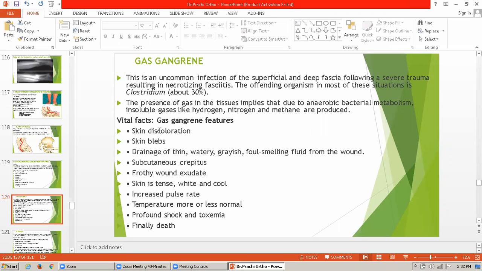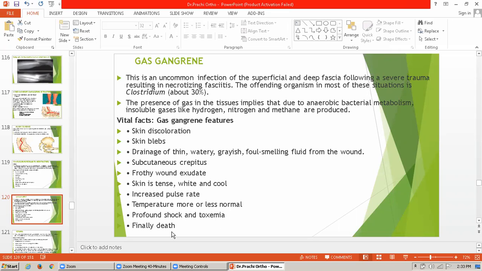And the vital facts are that gas gangrene shows skin discoloration, skin bullae, there is a drainage of thin, watery, grayish, foul-smelling fluid from the wound, subcutaneous crepitus. Then through the wound exudation, skin is tense, white and cool with increased pulse rate, temperature more or less normal. There is a profound shock and toxemia, and finally death.